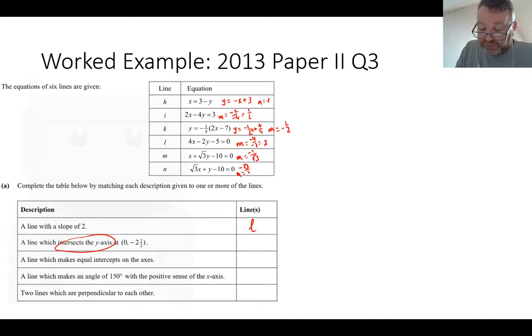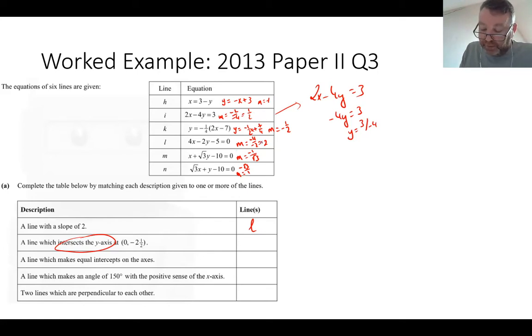Okay, but it's not going to be this one. Let's check this one here. Let's just take this out. So we've got 2x minus 4y is equal to 3. Now let's take out the x because we want to find out where it cuts the y-axis. That's going to give me minus 4y is equal to 3. y equals 3 over minus 4. So it's certainly not that one.